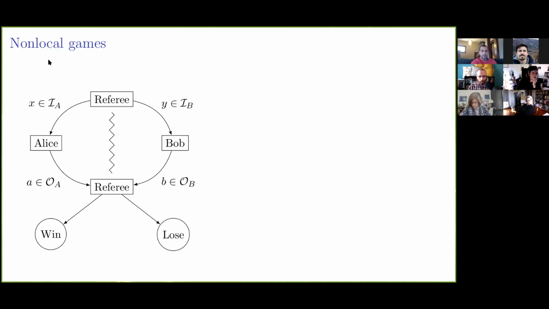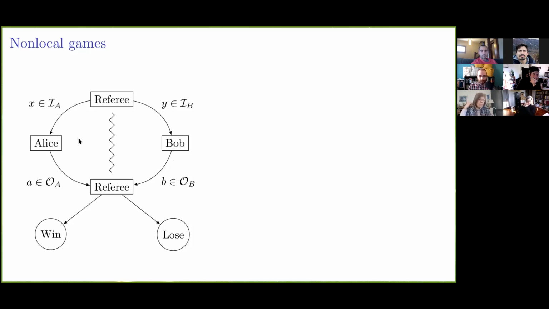A non-local game is a simple cooperative game. It has to have at least two players, but can have more, though I'm going to talk about the two-player version. In this game, a referee picks questions from question sets or input sets, I_A and I_B. Let's say those questions are X and Y, and sends them to two players, Alice and Bob, for A and B. Based on the questions or inputs they get, Alice and Bob pick outputs A and B and send them back to the referee.